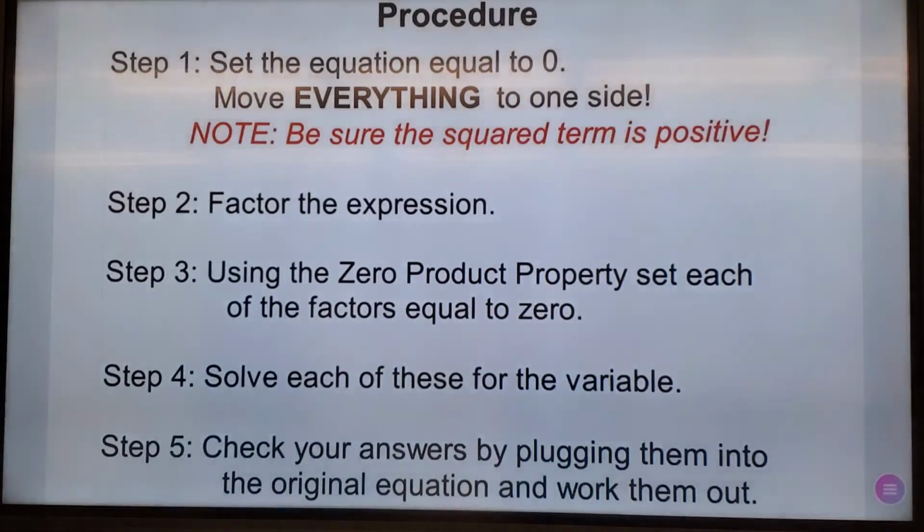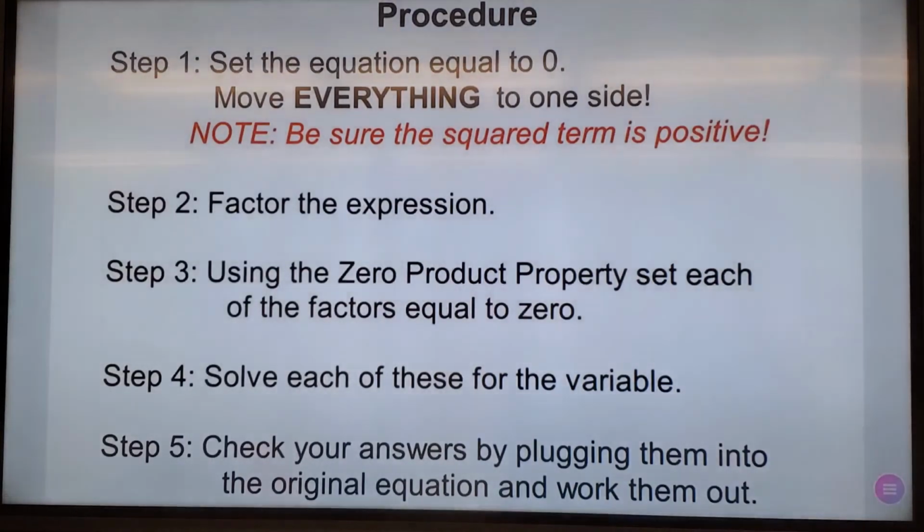Procedure here. Step 1, make sure that you set the equation equal to 0. Okay. I don't care if the 0 is on the left side or the right side. It has to be moved everything over to one side. Okay. And then the other thing you have to make sure you pay attention to is that it's put in standard form. Make sure the x squared term is first. Make sure the x term is then second. And then make sure the constant is then third.